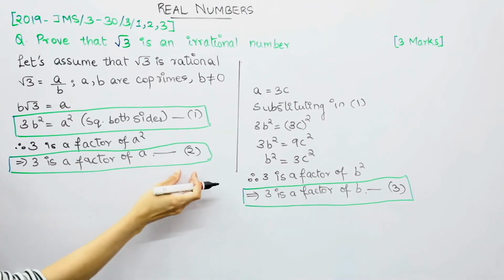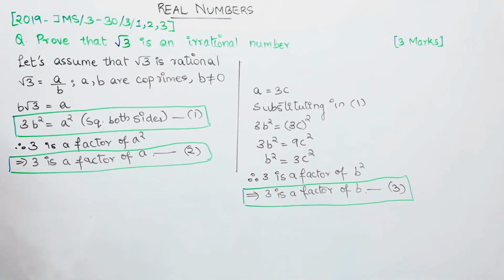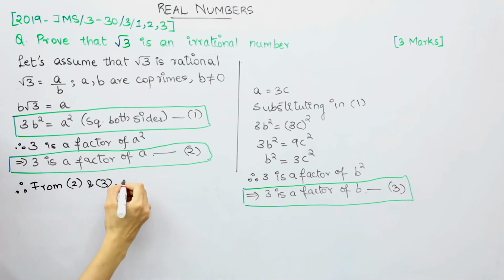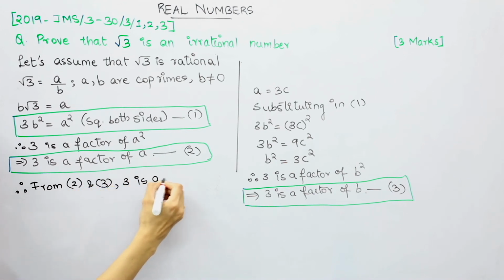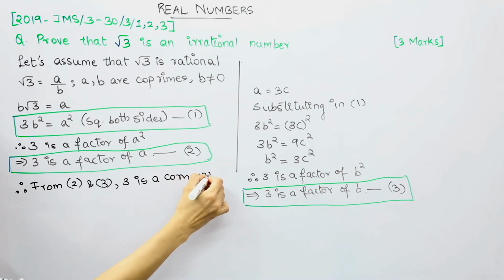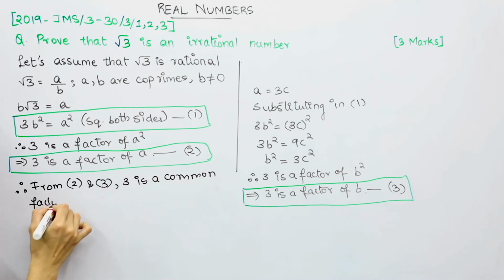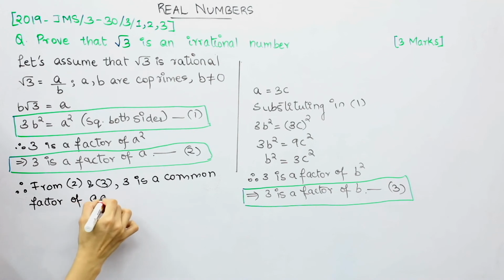In statement 2, we see that 3 is a factor of a. In statement 3, we have 3 is a factor of b. So from 2 and 3, we can conclude that 3 is a factor of both a and b, or that 3 is a common factor of a and b.